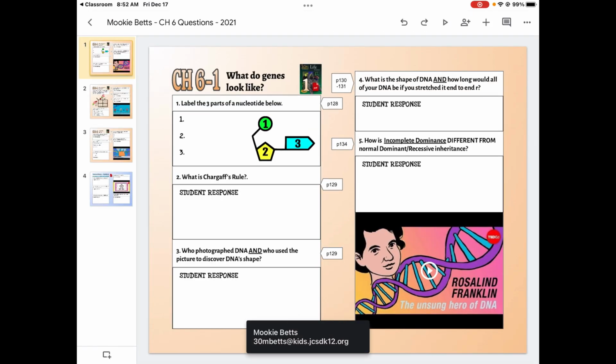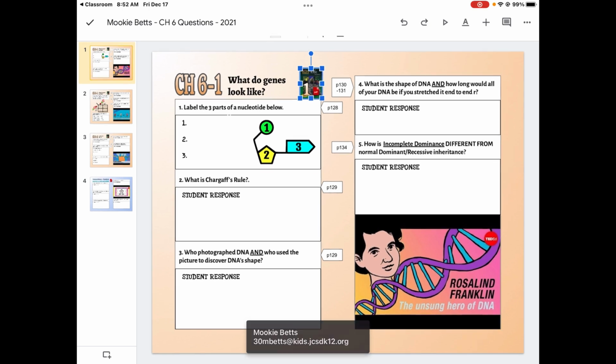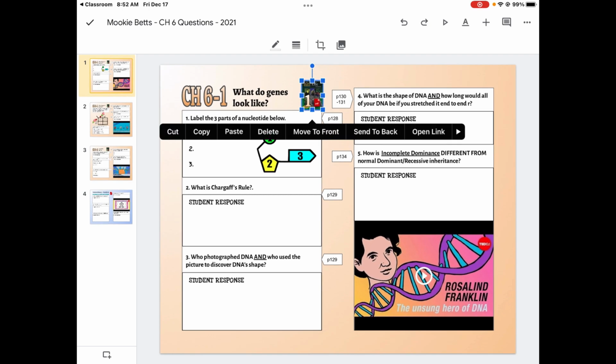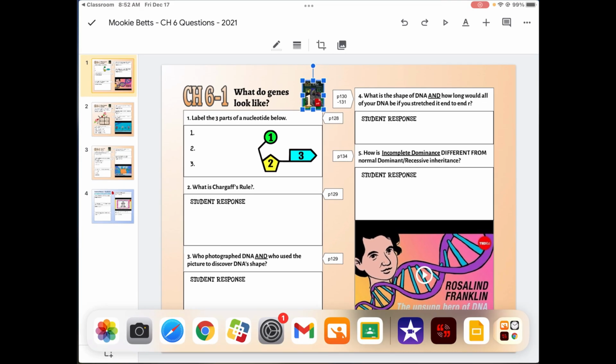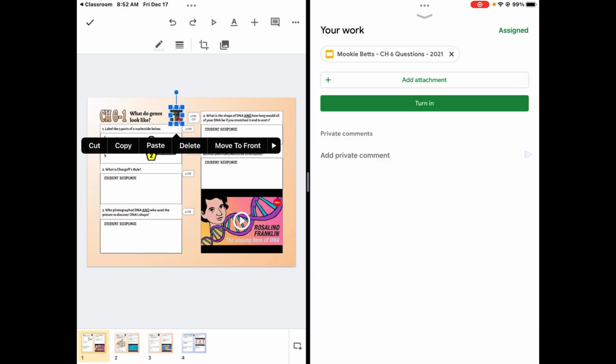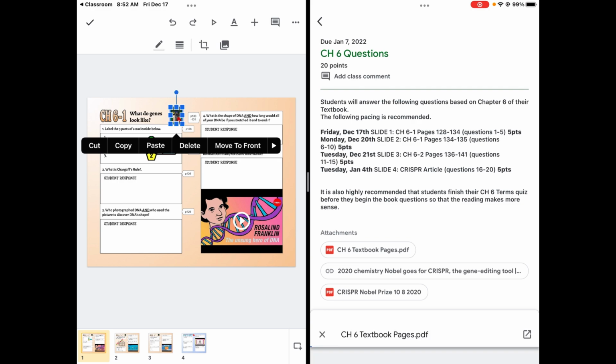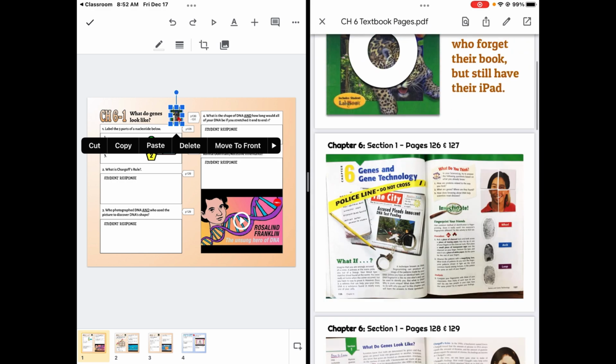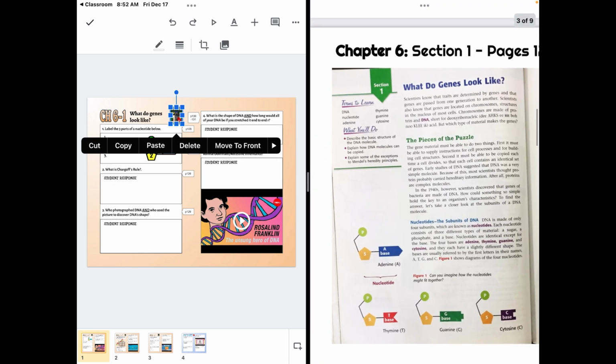Double tap so I can edit. Now I can either open this link to open the textbook pages or go back and split screen with Google Classroom. Down, and then the top red document are the book pages. So we end up starting off here.